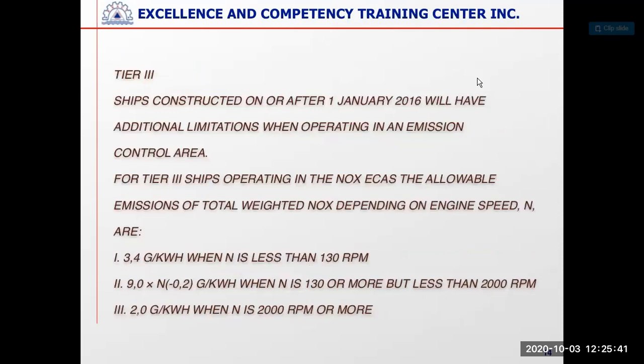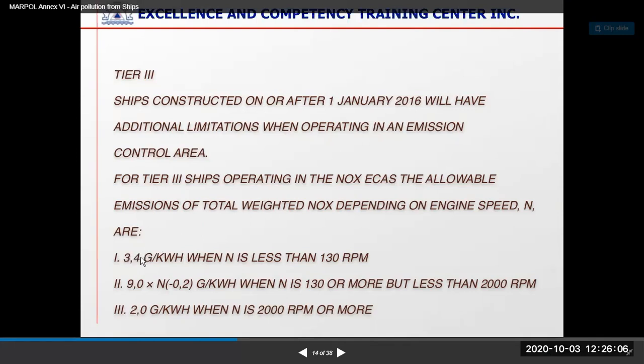Now tier 3 applies if your ship is constructed after 1st January 2016, then you have additional limitations, especially in your emission control areas. If your ship is operating in NOx emission control areas, the allowable emissions, if the RPM is less than 130, you can see it's going from 14.4 to 3.4 grams per kilowatt hour. So this is the most drastic reduction. And for this, many ships were not equipped, so they had to install scrubbers or exhaust gas cleaning systems, recirculation systems, so many things to get NOx emissions in control.